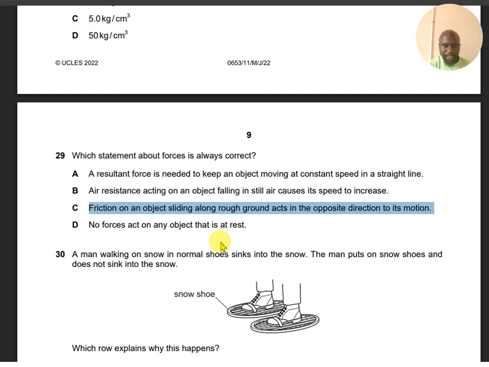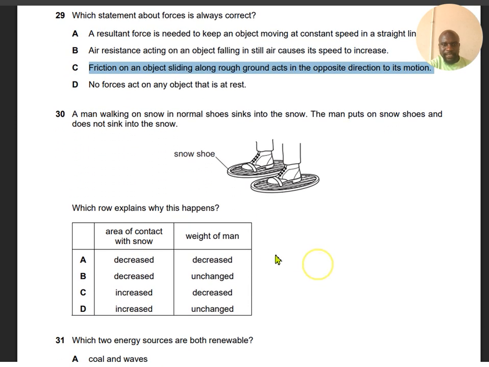That object will need to fall down or to stand still. All right, moving on to number 30. A man walking on snow in normal shoes sinks into the snow. The man puts on snowshoes and does not sink into the snow. So the question says, which row explains why this happens? Area of contact with the snow decreased. No, it has to increase because you now wear larger shoes. So the area of contact is now large.